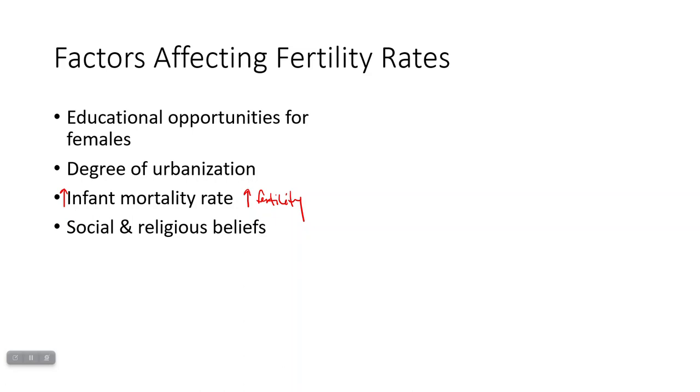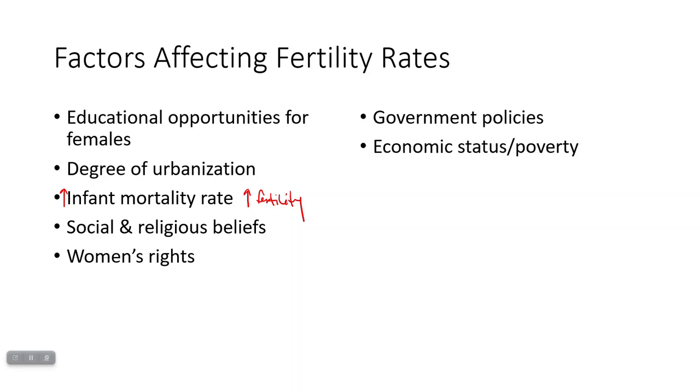Social and religious beliefs can also affect fertility rates. For example, if there are religious beliefs against contraception, that can increase fertility rates. Women's rights: if women have the right to choose whether or not they're having children, that can affect fertility rates as well. Also, if women have the right to refuse marriage and things like that. Government policies can affect fertility rates. We'll try and do a case study on the one child policy in China and how that affected fertility rates there. And then economic status or poverty.